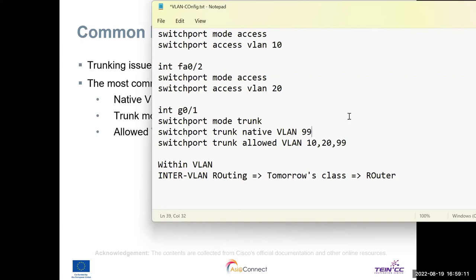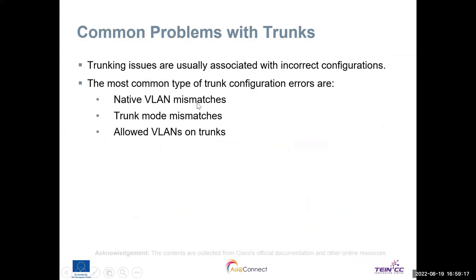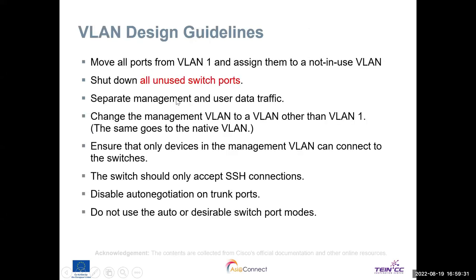We have to have the same native VLAN on the two sides of a link. So we have to make sure that we don't mismatch the native VLAN. The two sides of the trunk port should have the same native VLAN and allowed VLAN. Otherwise, it will be in trouble. Another thing is that normally we should not keep VLAN 1, because VLAN 1 is the default. So we should change it to some other VLAN. Also, if we don't use a port of a switch, we should shut down the port by an administrative command.